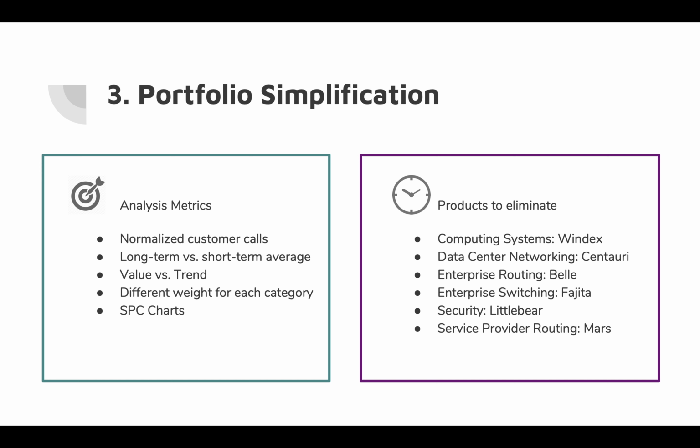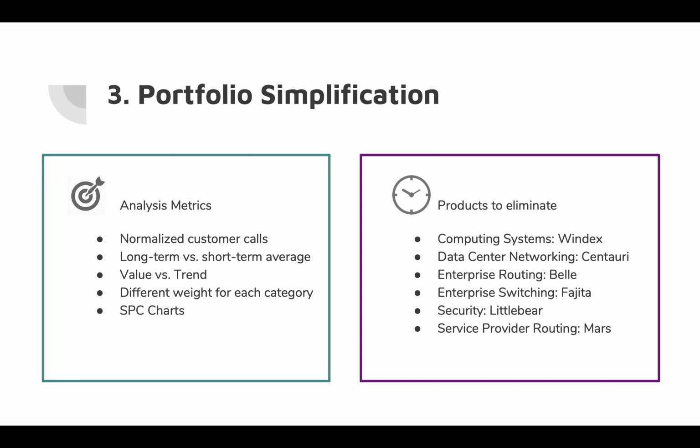First, I want to talk about the metrics we use to make our decisions. We normalize the customer calls of each category by the total number because we want to eliminate the influence of some unrelated factors, like the market base. For example, if product A has more customer calls than product B, it doesn't mean that product A will have a worse quality because it may have much more customers.